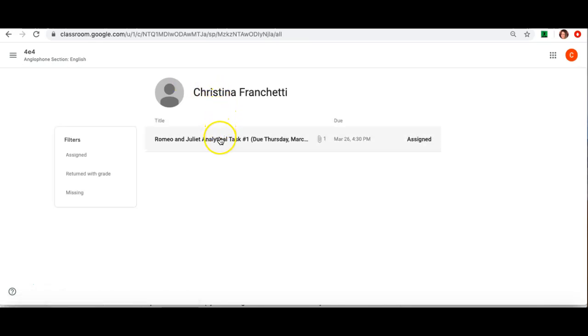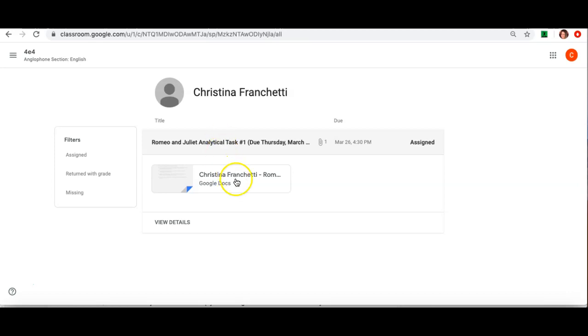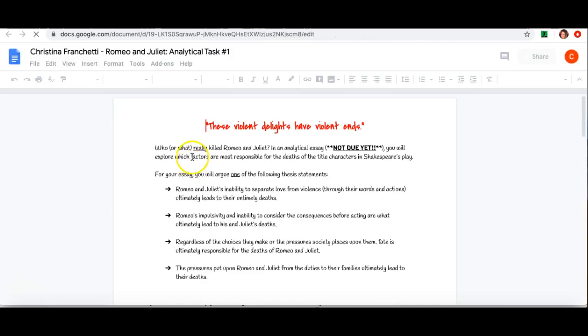Once you click on the task right here, it's going to come up with your document with your name on it. Now keep in mind that you are the only person who can edit this document, okay? And the only person who can see what you're writing is me and you, okay?